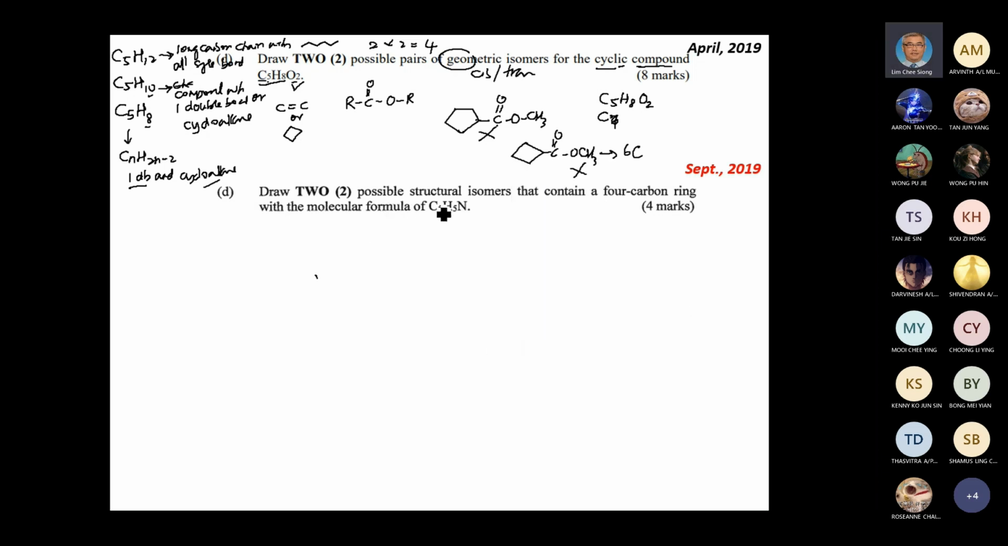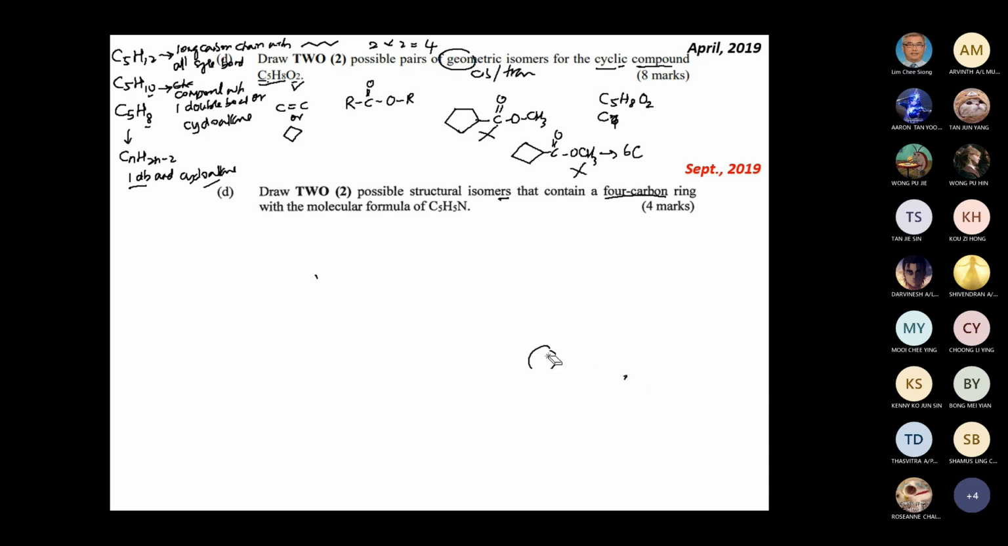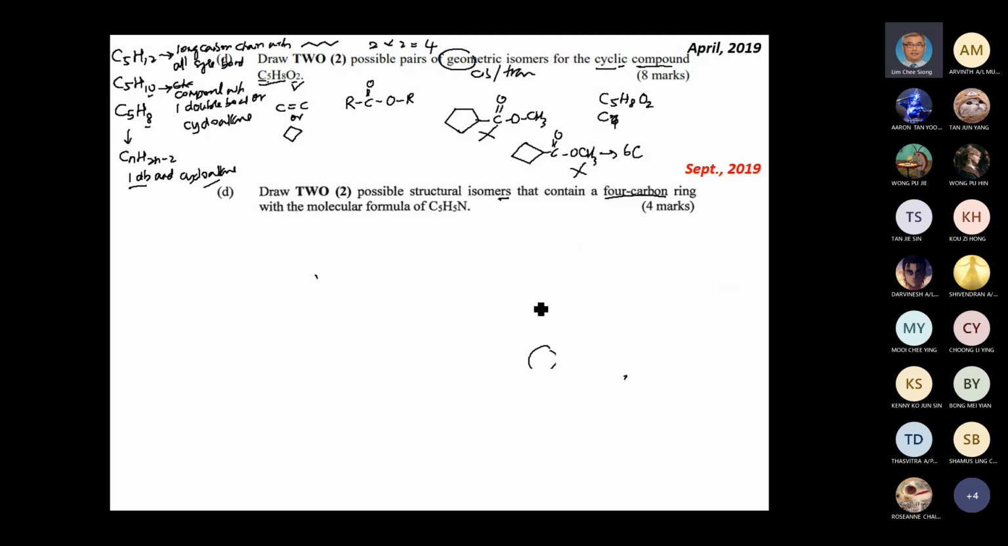Draw 2 possible structural isomers. It doesn't mean geometrical or optical, no, but it contains a 4 carbon ring with the molecular formula C5H5N. So this chemical structure must be drawn in the cyclic form. How to do it? First thing, we have to know how many carbons there should be. 5 carbon, isn't it? I can draw 5 carbon, then followed by N here.